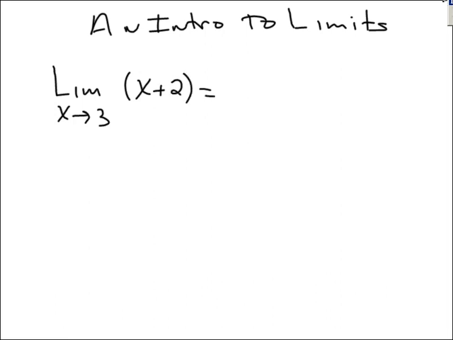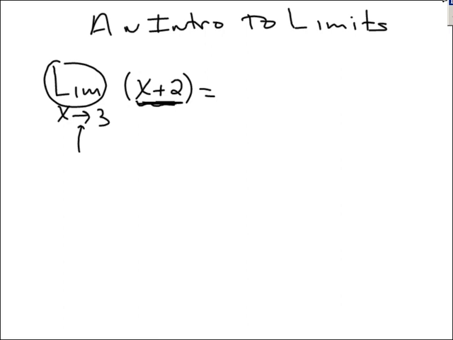One would read this as the limit as x goes to 3. The arrow means goes to. The limit as x goes to 3, or the limit as x approaches 3 of x plus 2. What's the limit as x approaches 3 of x plus 2? That means if x is really, really close to 3, but not necessarily 3 itself. If x is very, very, very close to 3, what would x plus 2 be?